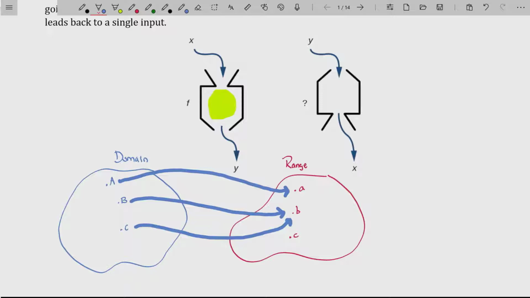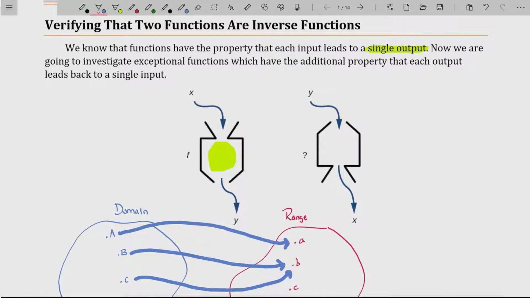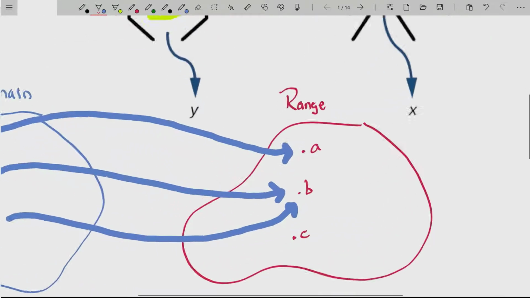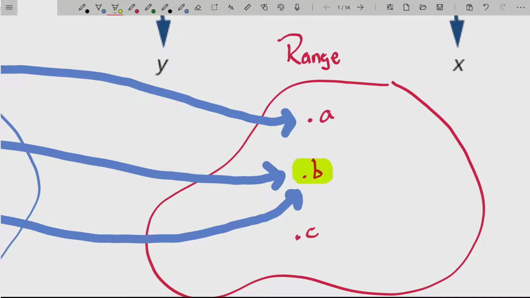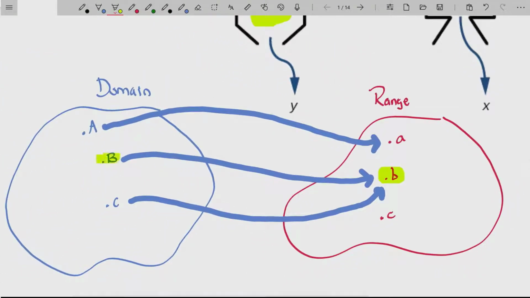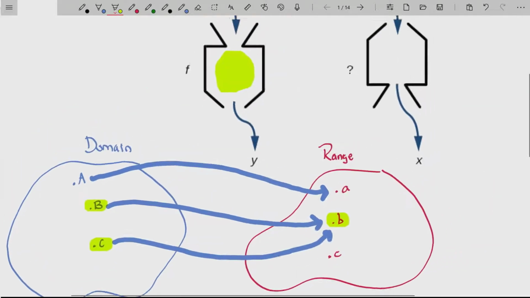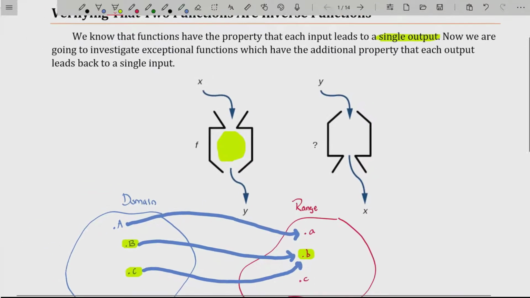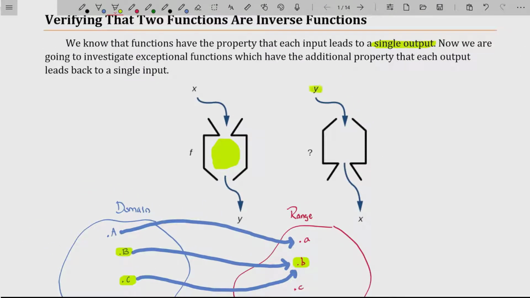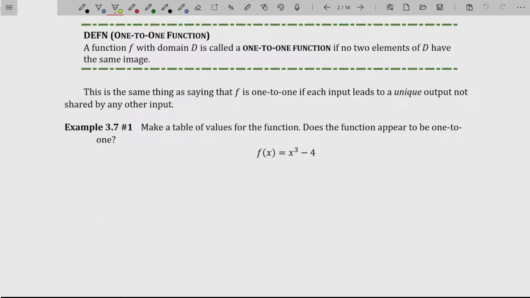But this is not the special function we're talking about here. The exceptional function where every output leads back to a single input, because the output of b here actually maps back to both capital B and capital C. So this is not that exceptional function that I'm talking about. We want to know what makes those functions so exceptional that the outputs map back to single inputs. So not only do these inputs map to single outputs, but vice versa. And this brings us to our very special definition of these very exceptional functions.